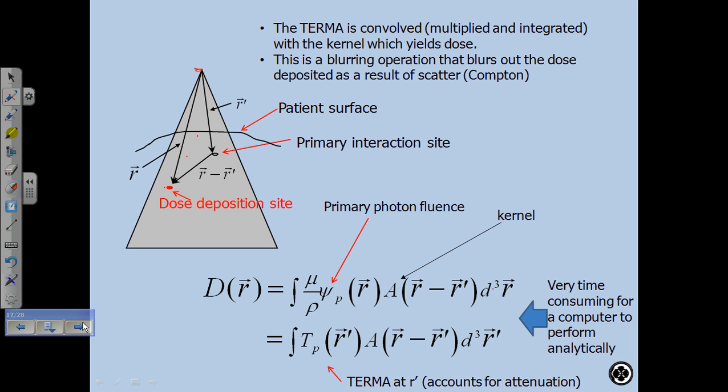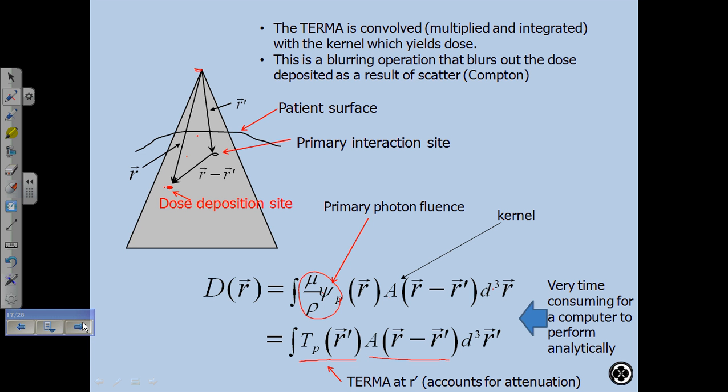Now, this second line right here, all we did here is we just call this term. This is TERMA. Energy fluence times mu over rho is TERMA. Okay, and so that's the convolution we want to perform. Well, what's this? This could be our f of x from that previous slide. Okay, and then this is g of x. That's the blurring function.